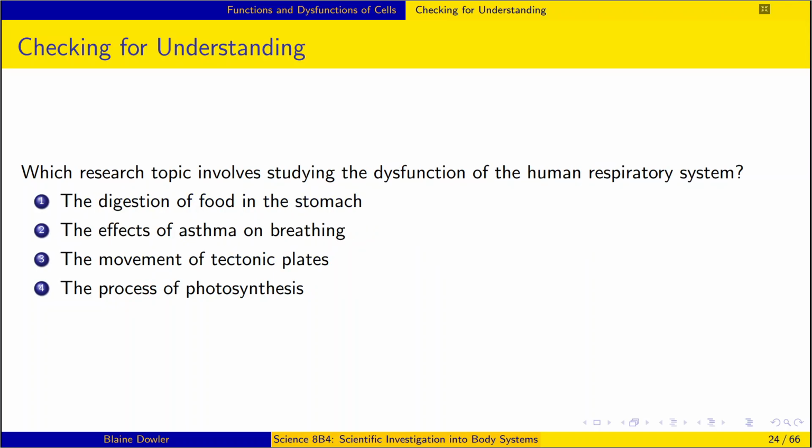Which research topic involves studying the dysfunction of the human respiratory system? Is it the digestion of food in the stomach, the effects of asthma on breathing, the movement of tectonic plates, or the process of photosynthesis? Pause now if you need more time. It would be part 2, the effects of asthma on breathing.